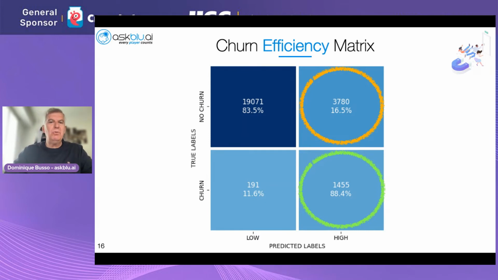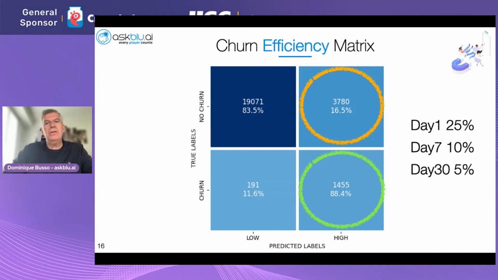So this is a good efficiency matrix that we got for a game with some good retention rates. It's not like a 50% day one, etc., but it's quite a good retention rate, and we also have some players that have been playing a long time, so that's a good metric.